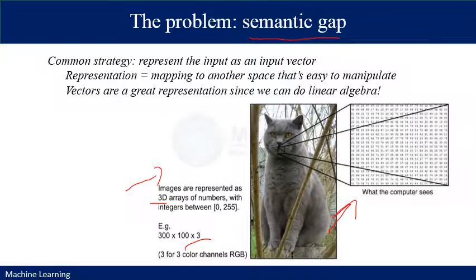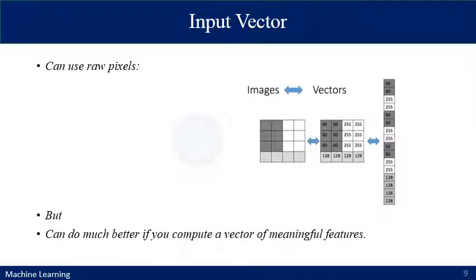Whenever you are dealing with the image classification task, you will convert the image to some kind of vectorized form. So you can use the raw pixels. For example, you can convert the actual images into pixels, or you can convert the images to vectors. The benefit of converting the images to vectors is that you can do much better if you compute a vector of meaningful information. That means you take the most significant pixels and eliminate the pixels which do not contribute in prediction of a particular class.